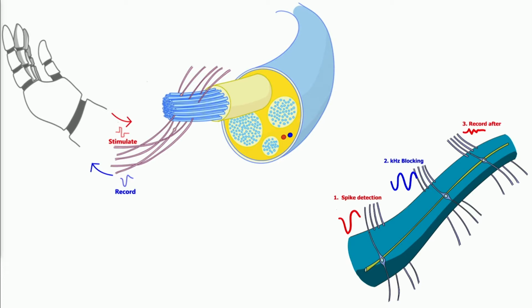And our future steps include assessing signal stability over time, expanding our analysis of the foreign body reaction, and scaling up our channel count. We're also working on disrupting the transmission of action potentials to address chronic pain.